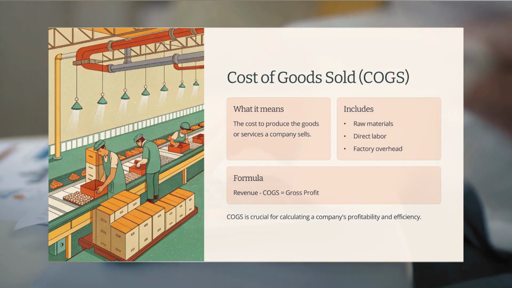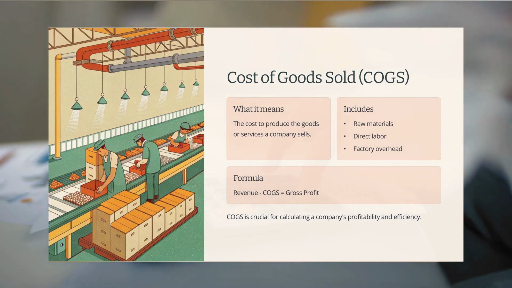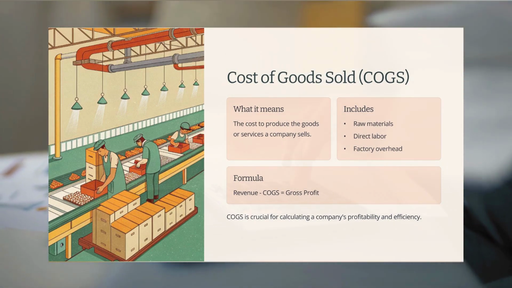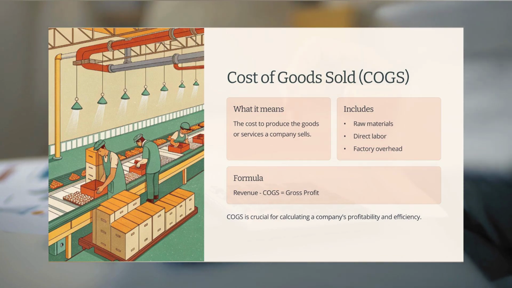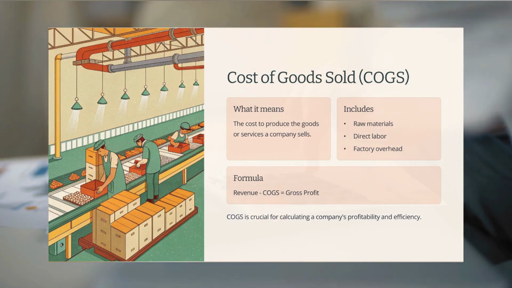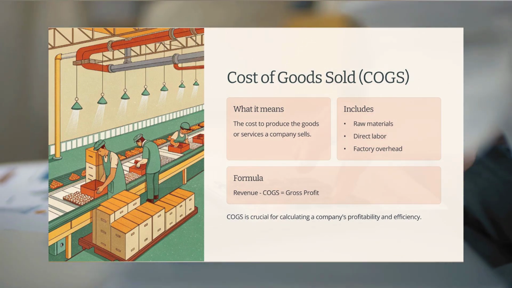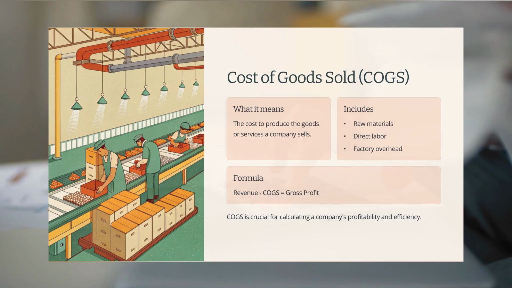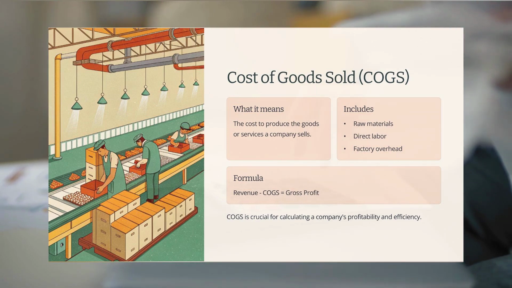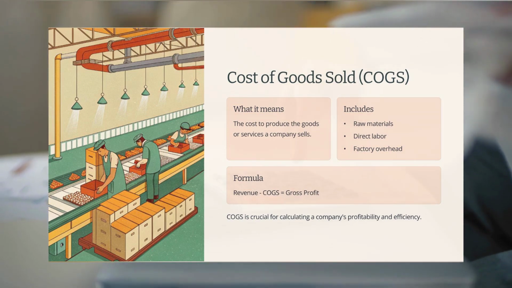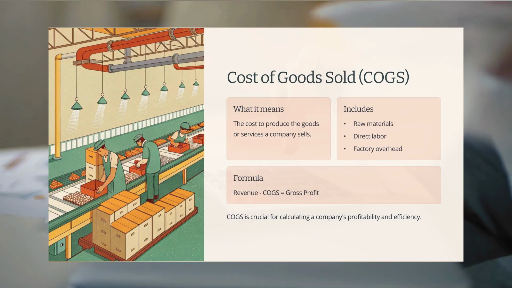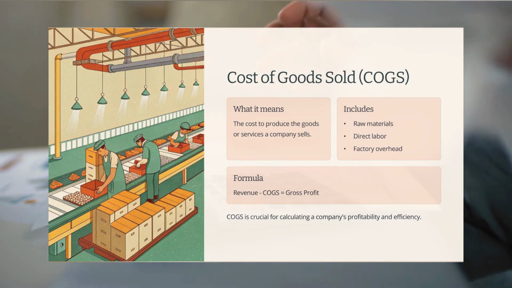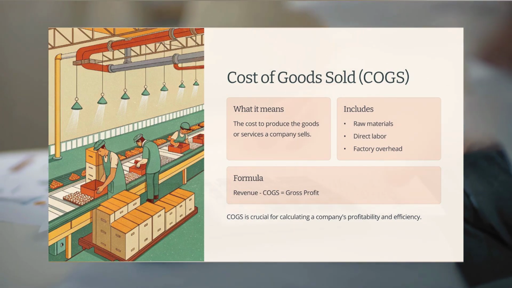Next, we have the cost of goods sold, or COGS. This is the cost a company pays to produce the products or services it sells. It includes things like raw materials, labor, and factory overhead. Knowing the COGS is important because it helps us understand how efficiently a company is producing what it sells. If COGS is too high, the company may not be making much profit.